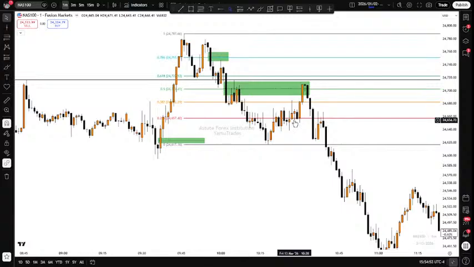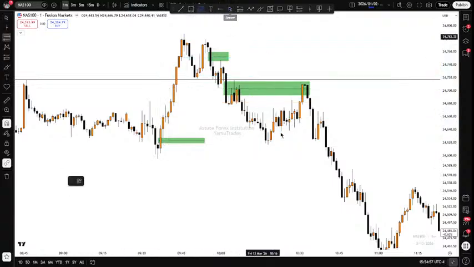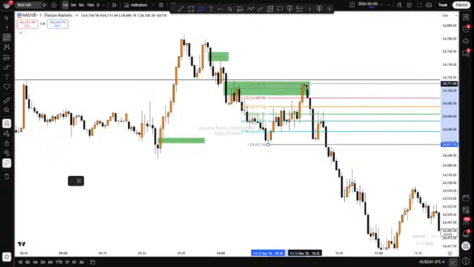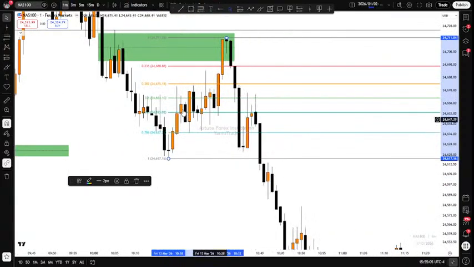Then again, if you want to use precise entries, right, then you enter here, then you put this fib here. What do we have here? On 50%, what do we have? We have a fair value gap. We have this fair value gap here. Are we gonna use this one? Yes, we can use it, because it's above 50%.